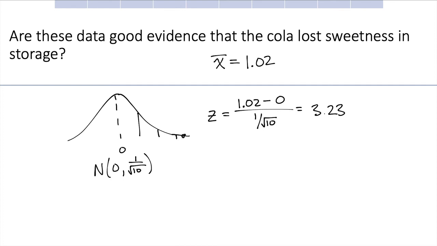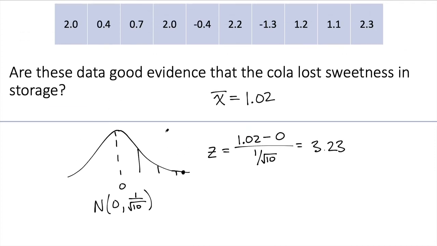And so that tells us that we have strong evidence against the assumption of a mean of 0, the assumption that the cola didn't lose any sweetness. That's a weak assumption. And so we found strong evidence against that.